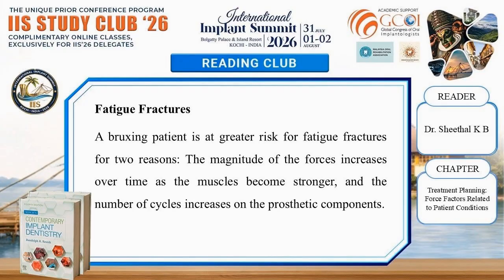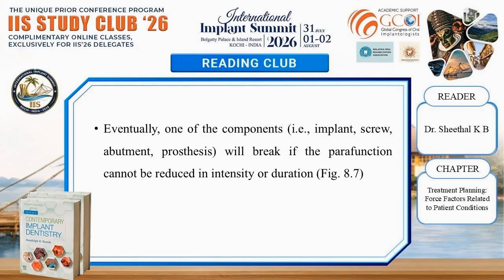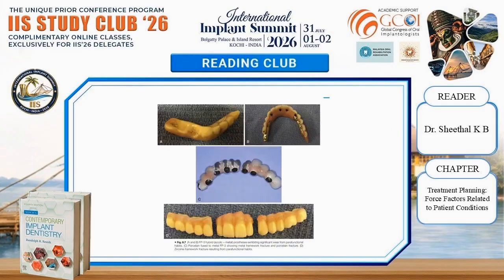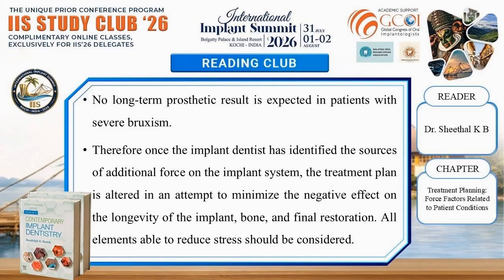Fatigue fractures. A bruxing patient is at greater risk for fatigue fractures for 2 reasons. The magnitude of the forces increases over time as the muscles become stronger and the number of cycles increases on the prosthetic components. Eventually, one of the components, that is implant, screw, abutment, or prosthesis, will break if the parafunction cannot be reduced in intensity or duration, as shown in figure 8.7. No long-term prosthetic result is expected in patients with severe bruxism.